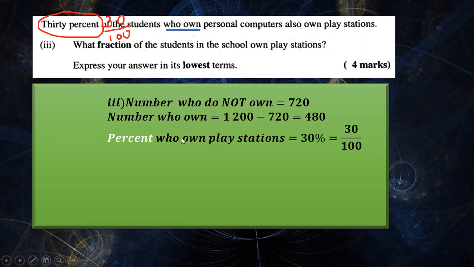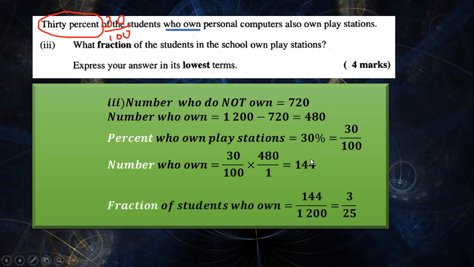So the percentage who own PlayStations is 30% of the students who own computers. So it's going to be 30% multiplied by 480, which is equal to 144. So the fraction of students who own PlayStations is going to be 144 over 1200, which is 3 over 25. Any questions there? Pretty much straightforward.